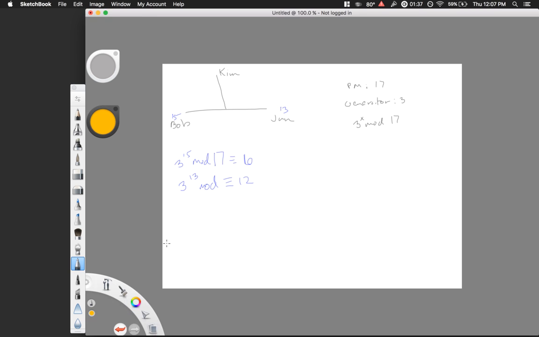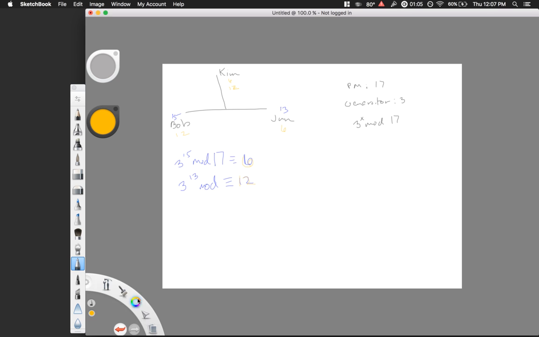Okay. So let's make this orange. Now they're going to exchange what their results were, their public results, okay? So Bob is going to give Jan his 6, and Jan is going to give Bob her 12. And Kim is getting both of these because she is eavesdropping.